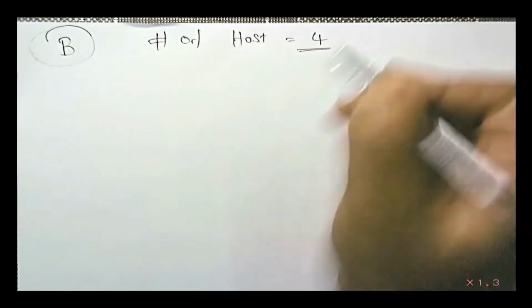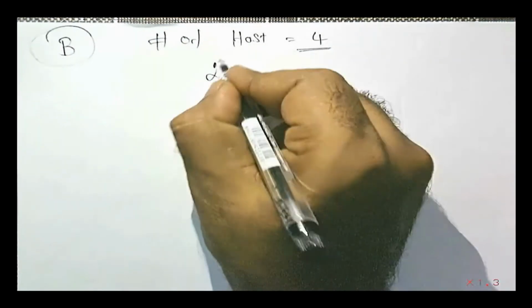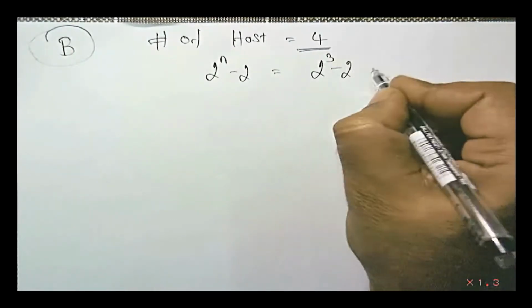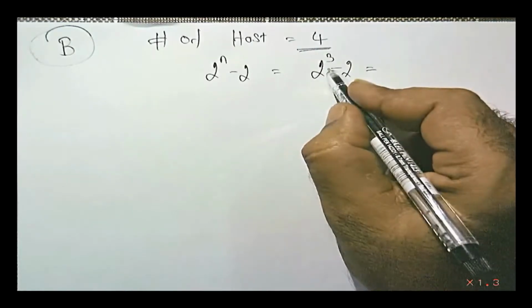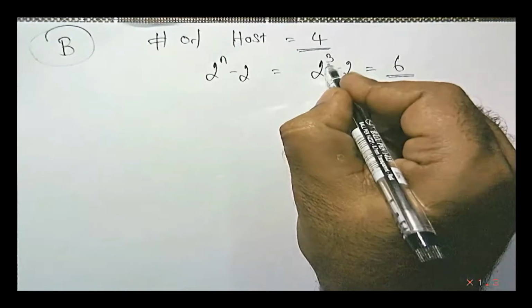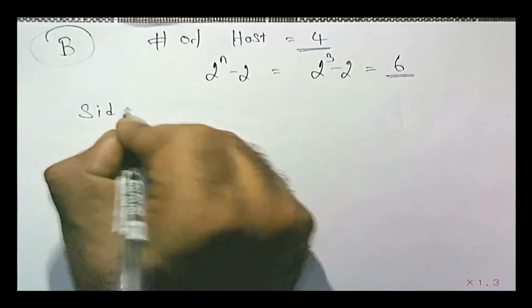So the same thing. If you need 4 hosts, the formula is going to be the same: 2 to the power of n minus 2. So this is equal to 2 to the power of 3, minus 2. 2 to the power of 3 is 8, so 8 minus 2 is equal to 6. So you are going to have the same number of bits. Now I'm going for the subnet ID. I'm going to find the subnet ID.